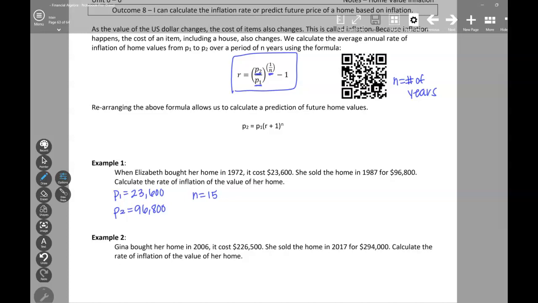15 total years. So all you're going to do to find inflation is plug those things into your formula. R is equal to, parenthesis. Look at your formula, what goes on top of the fraction? P2, so 96,800, divided by what goes on the bottom? Yep, 23,600. To the power of 1 divided by what? N. And then you're going to have to arrow right and subtract 1 at the end.